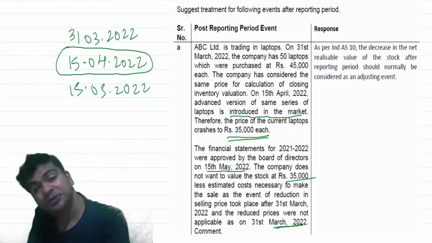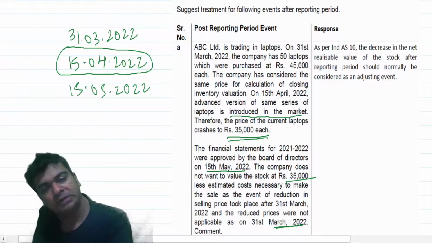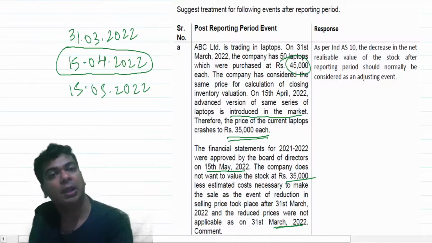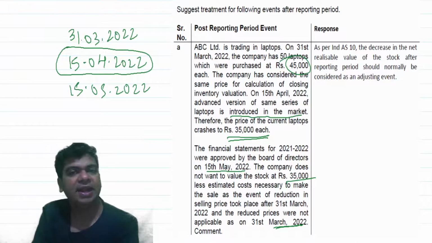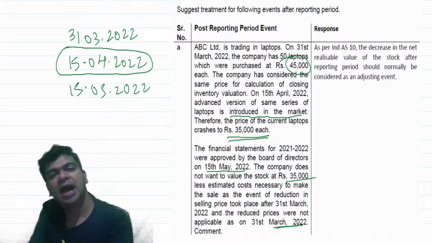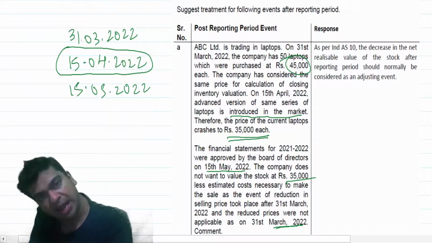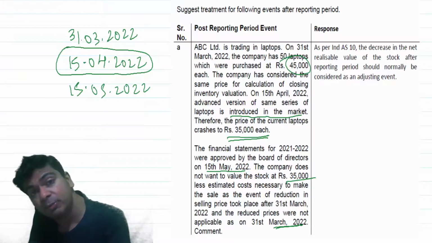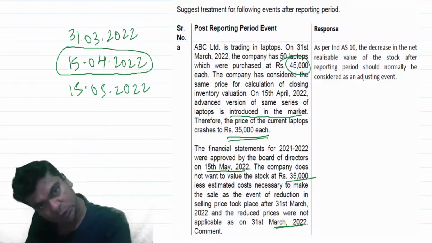Ind AS 2 wants you to value the inventory at lower of cost or NRV. Cost is very clear, 45,000, and you have used the same for the purpose of the determination of the value of inventory. You have not considered NRV on the balance sheet date, or maybe you have considered the NRV, but then NRV was higher at that time. See, in a business activity, that is what is natural. Your NRV will always turn out to be higher than the cost. Only then the business will be profitable, isn't it? So that's the reason you have selected 45,000. There is no problem with that.